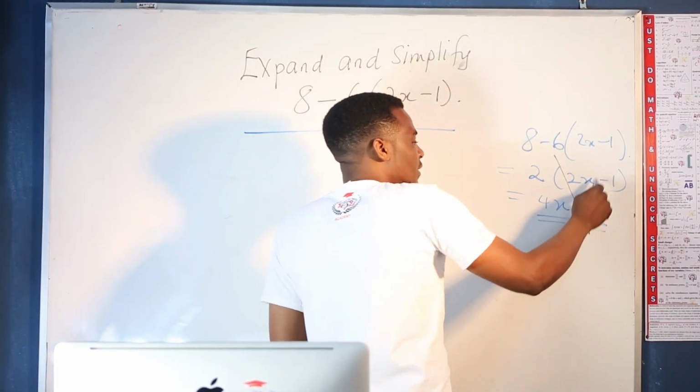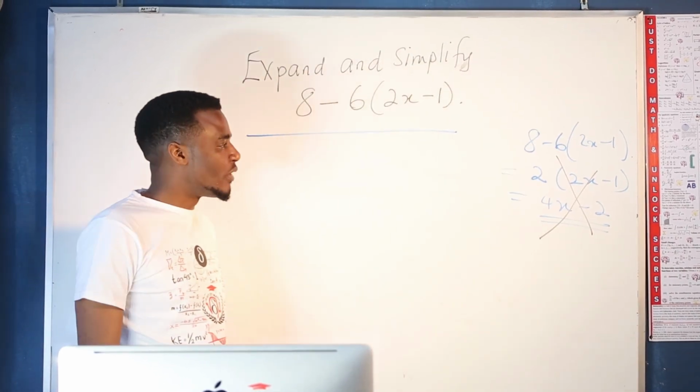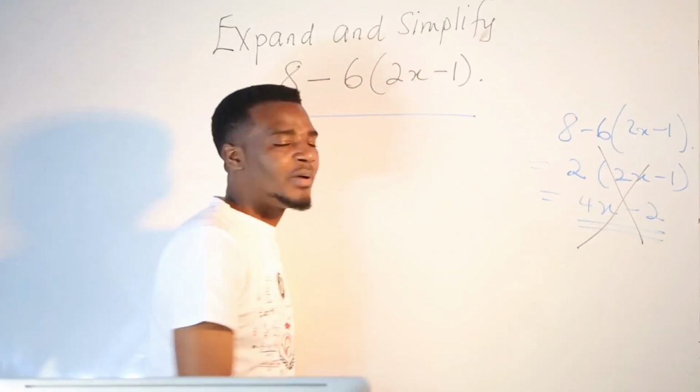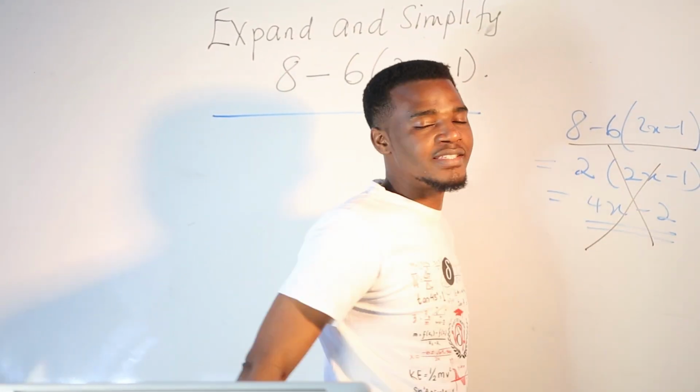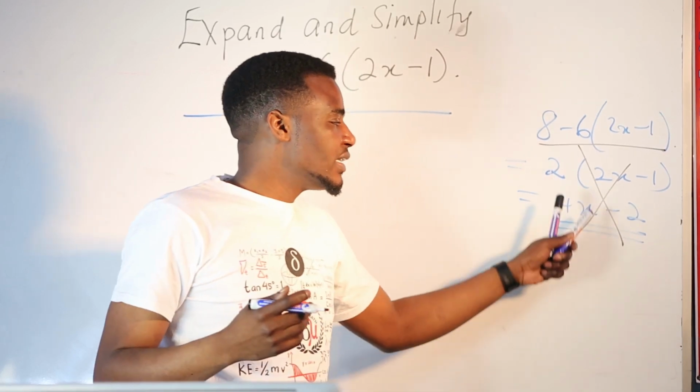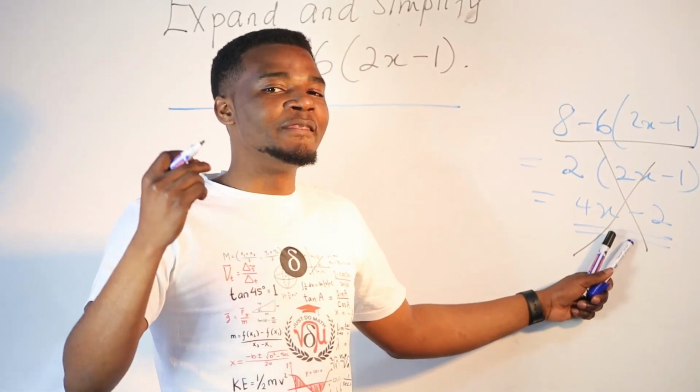This is wrong. Maybe you may wonder, why is it wrong? Isn't 8 minus 6 2? But why are you starting by subtracting instead of doing multiplication first? If you do it in this way, you have violated the BIDMAS rule.